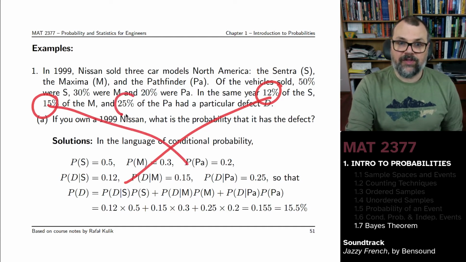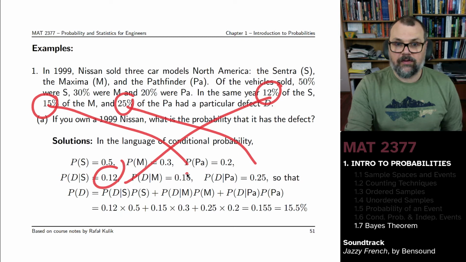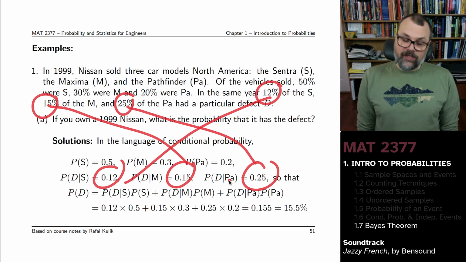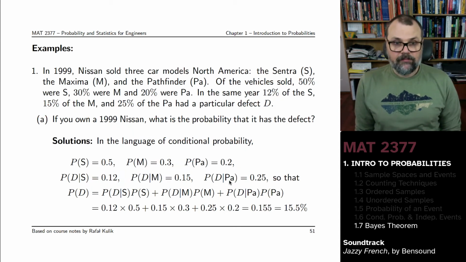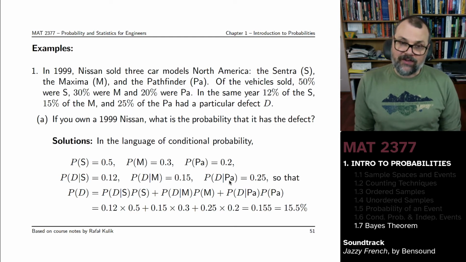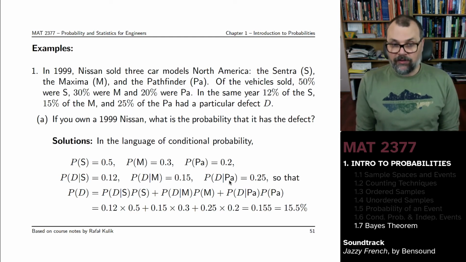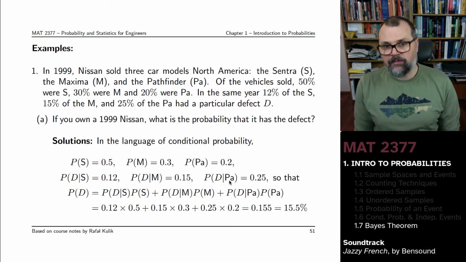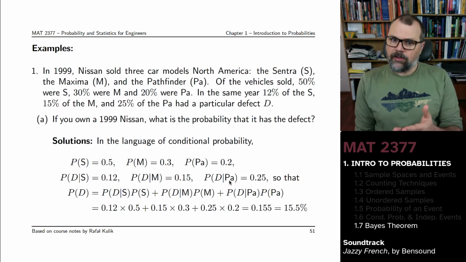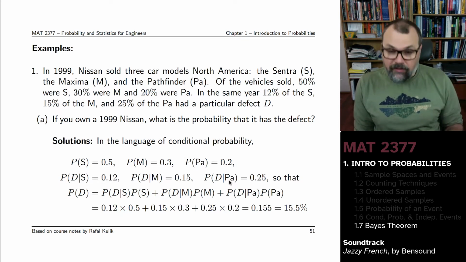12%, 15%, 25%. Okay, and now we have all the information that we need. We use the law of total probability. The probability of a defect is the conditional probability of a defect if you have a Centra times the probability that you have a Centra, plus the probability of a defect if you have a Maxima times the probability of the Maxima, plus the probability of a defect if you have a Pathfinder times the probability of a Pathfinder. You just plug in the numbers, add them all up, and you'll get 15.5%.